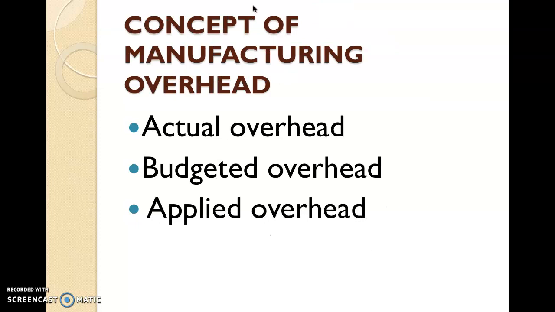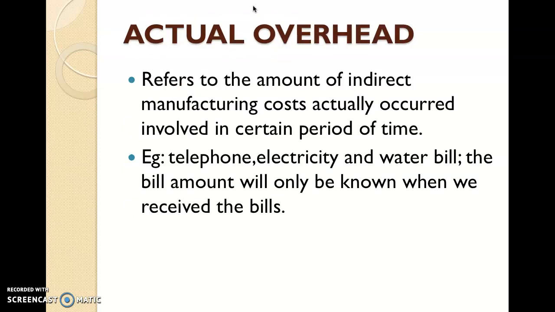Concept of manufacturing overhead: it is actual overhead, budgeted overhead, and applied overhead. What is actual overhead? It refers to the amount of indirect manufacturing costs actually incurred in a certain period of time. Examples are telephone, electricity, and water bills. The bill amount will only be known when we receive the bills.